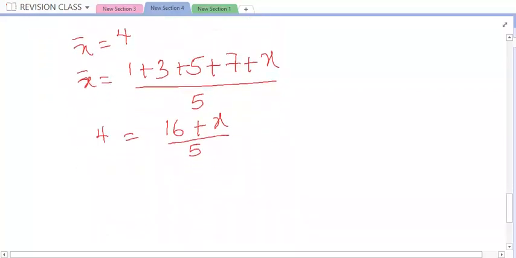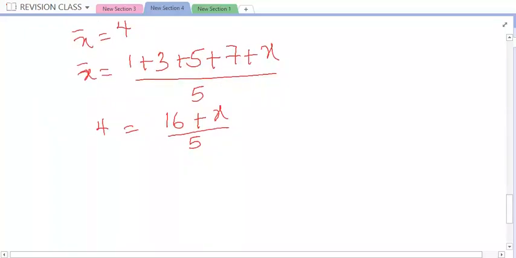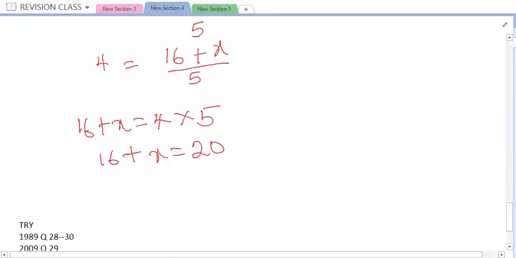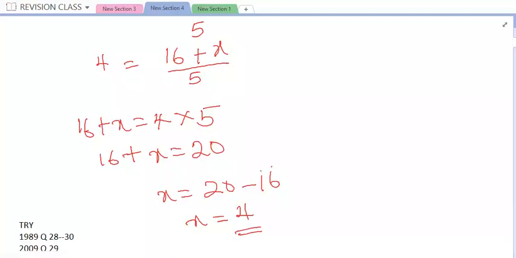So what do we do from here? We cross multiply. So we have 16 plus x equals 4 times 5. So 4 times 5 gives me what? 20. So you can now collect the like terms. So we have x equals 20 minus 16. So your x would be 4. So the data that is unknown, which is x, is 4.